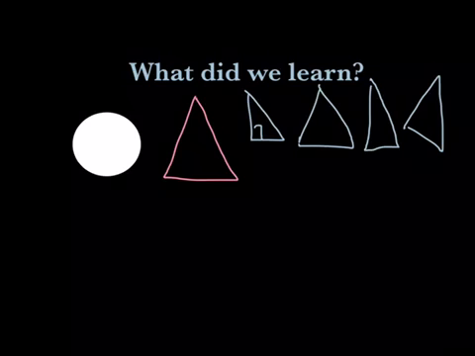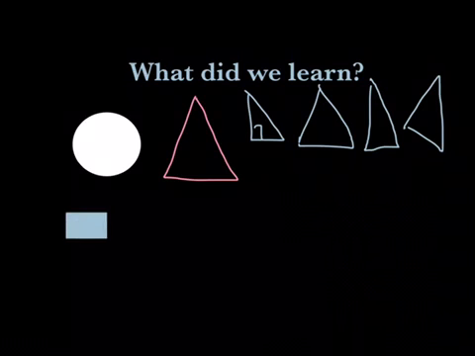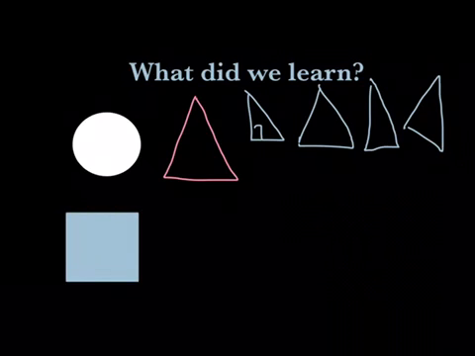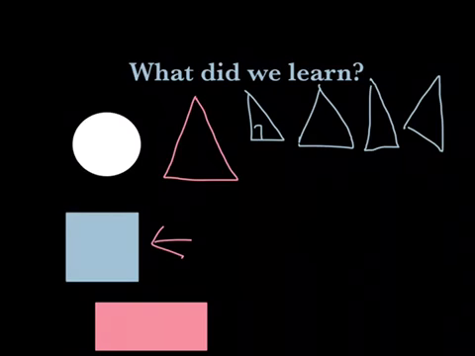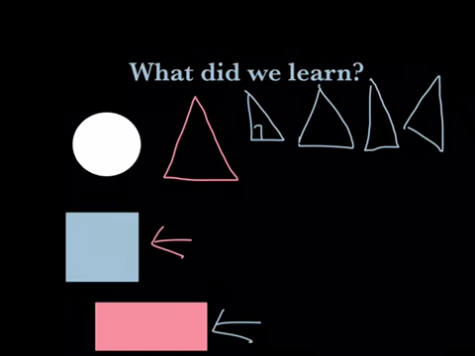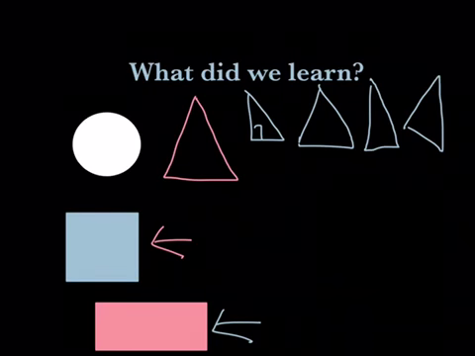We then learned about the quadrilateral, and we learned that a quadrilateral is a shape with 4 sides and 4 right angles, and it can look either like this or like this. And we learned that this shape was a square, and this shape is a rectangle. And we also learned that even though these shapes look different, they're both quadrilaterals since they both have 4 sides and 4 right angles.